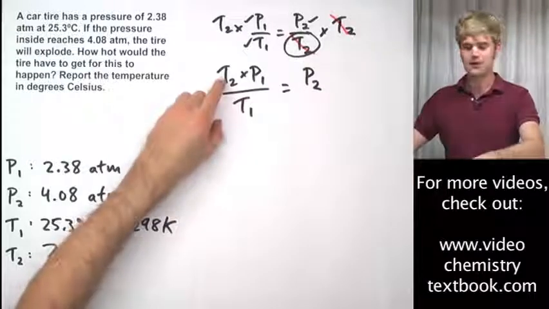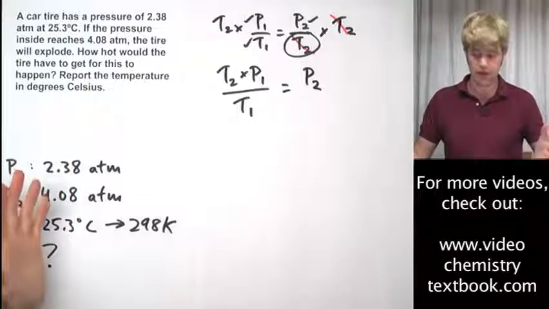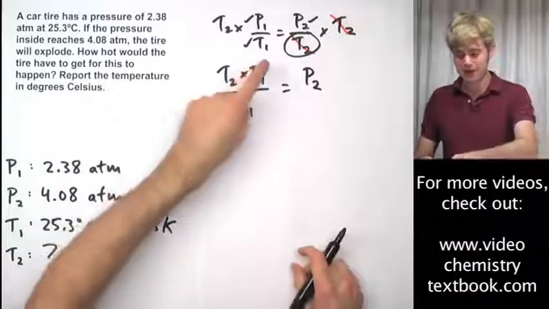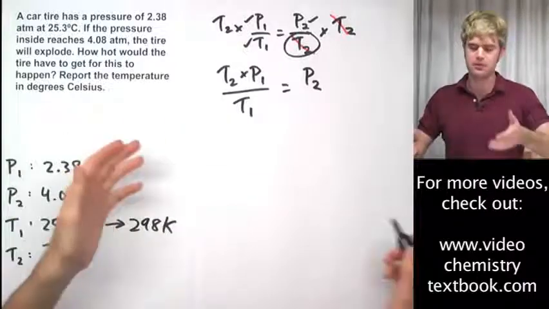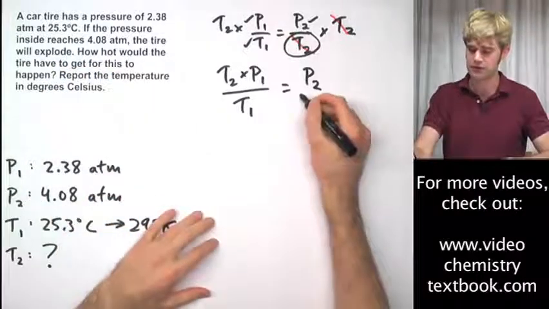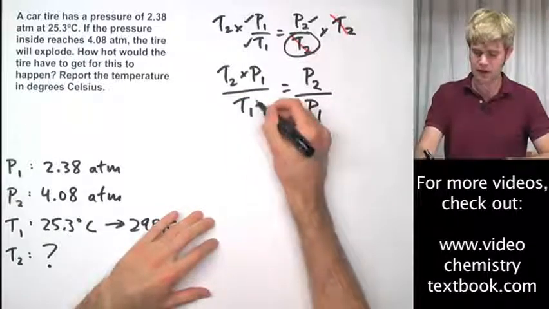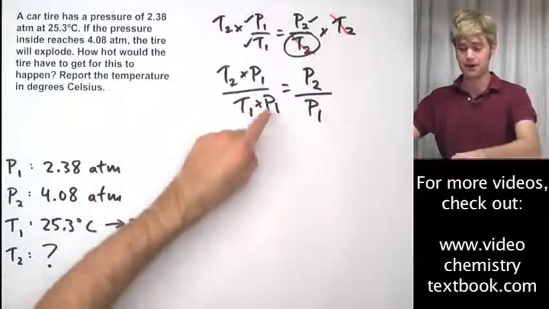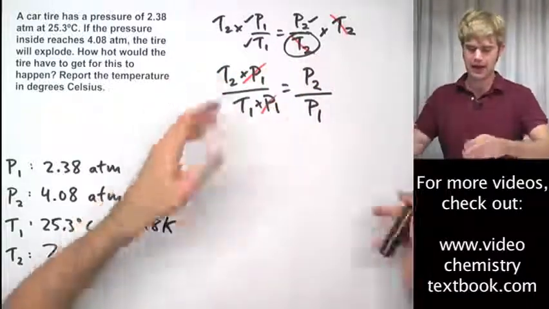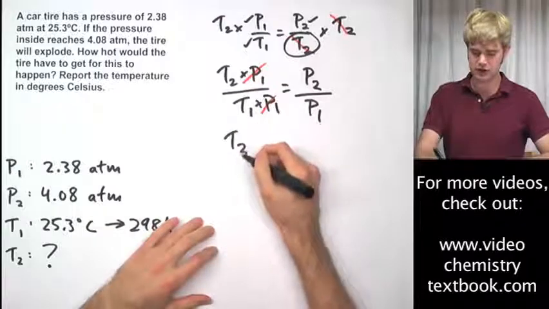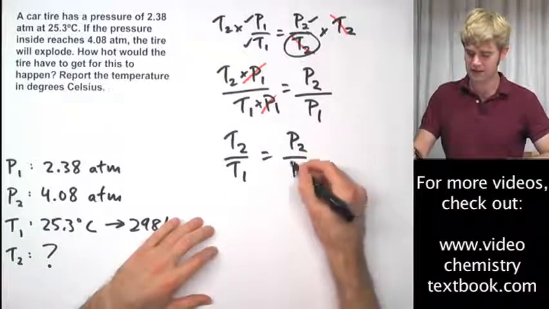Now it's on the top, but it's far from alone, and we want to get it alone in order to solve for it. So I want to get P1 and T1 both on the other side. It doesn't really matter what we do, but let's divide both sides by P1, just for the heck of it. Now the P1 over the P1 cancel out, and I can rewrite this as T2 divided by T1 equals P2 divided by P1.